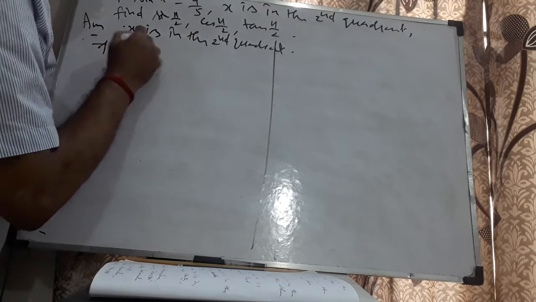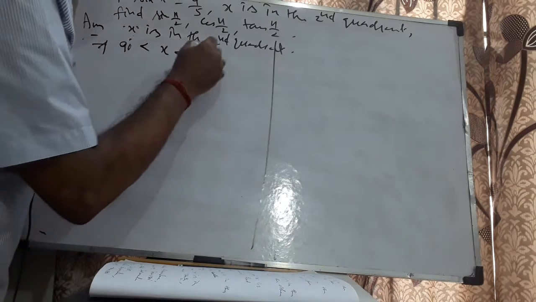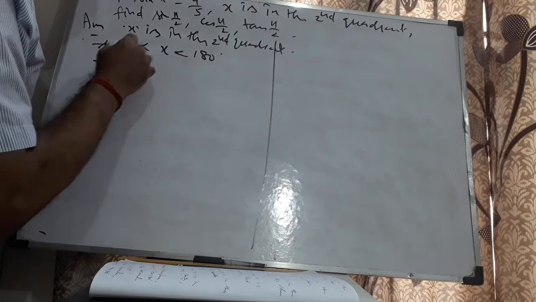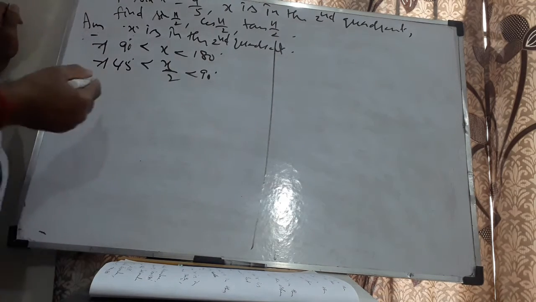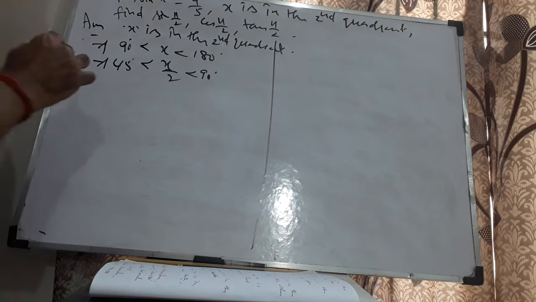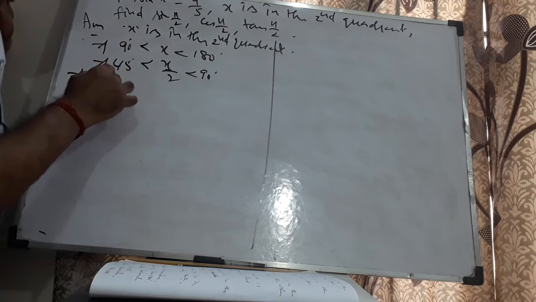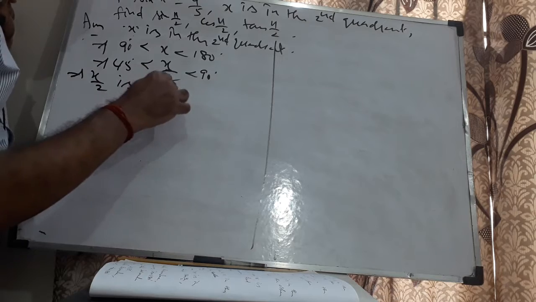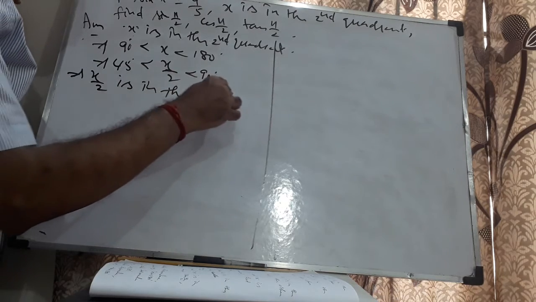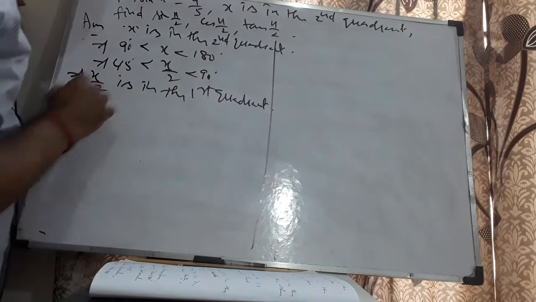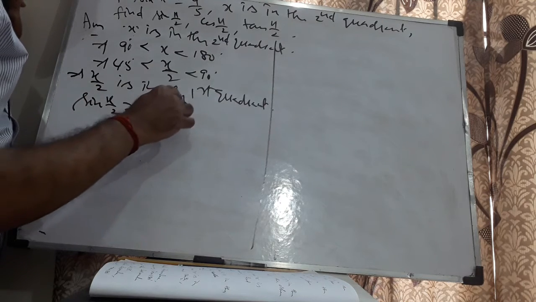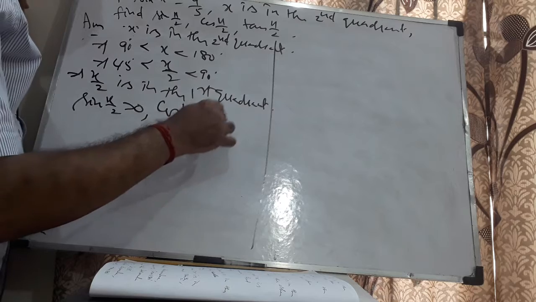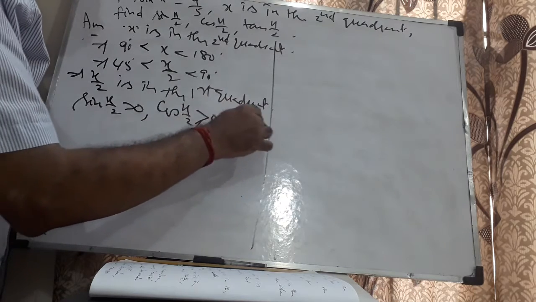This implies 90 degrees less than x less than 180 degrees, which implies 45 degrees less than x by 2 less than 90 degrees. It is the second half of the first quadrant, which implies x by 2 is in the first quadrant. You know very well in the first quadrant all the trigonometric ratios are positive. Sin x by 2 is positive, cos x by 2 is positive, tan x by 2 is positive.